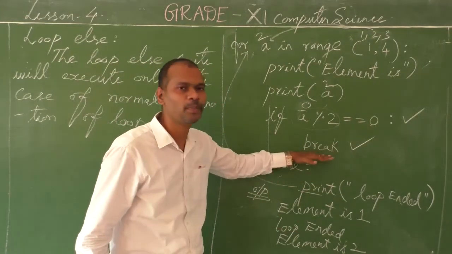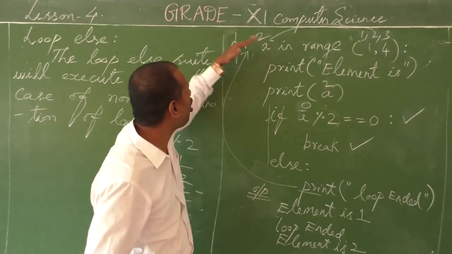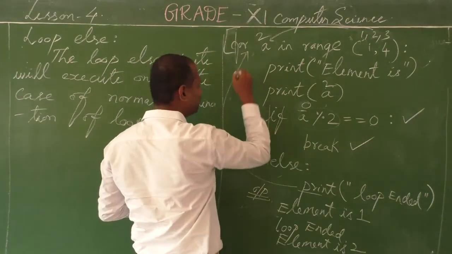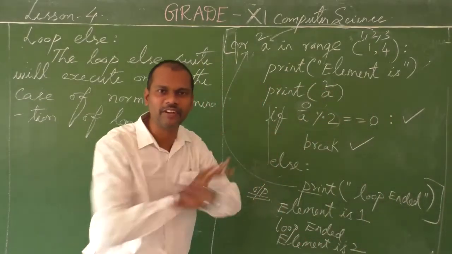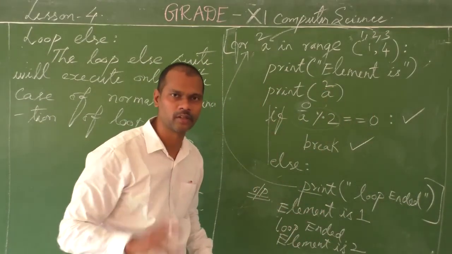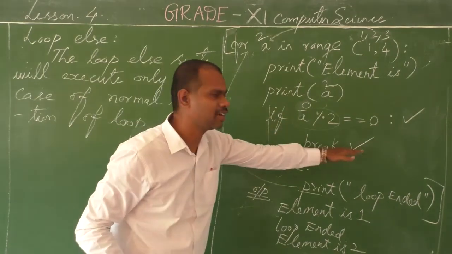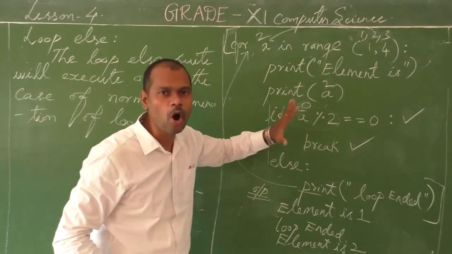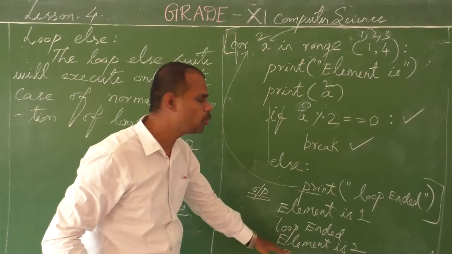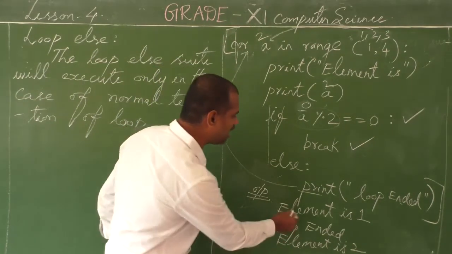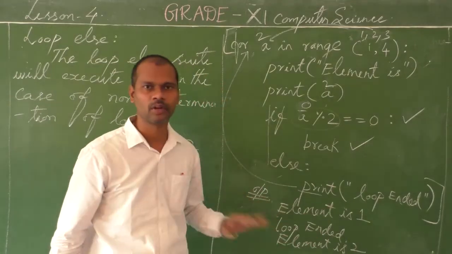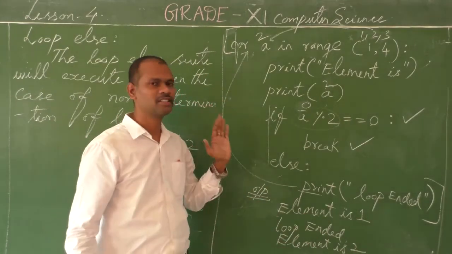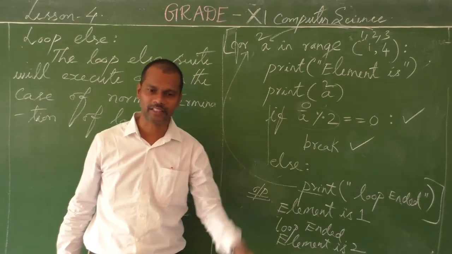Once this break is executed, the whole for loop from the beginning to the end will be fully finished and there will be no output. Got it? Since this break is executed, that's all. No need to calculate anything. The output is finished. So element is 1, loop ended, element is 2. That's all. Got it? Okay, right. Shall I go for next question? Okay, right.